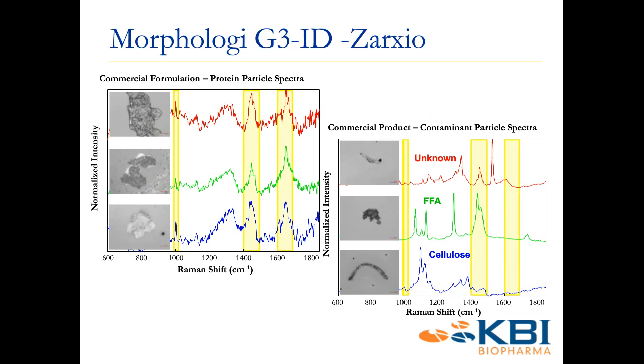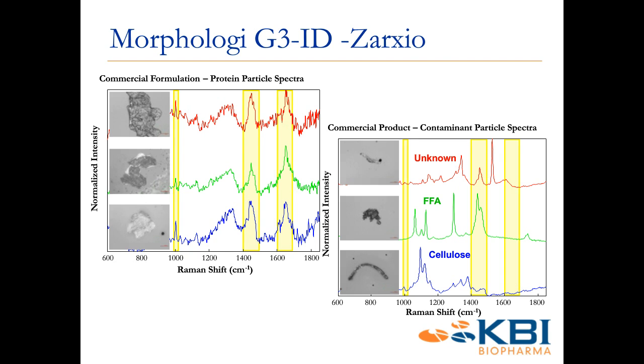So example data here between the Neupogen and Zarsio. We see Zarsio has quite a bit of these translucent particles being identified as protein. We have a couple of signature bands, the phenylalanine, the amide, and backbone bands to pick up protein particles. We can also pick up extrinsic materials, other inherent materials shown on the graph on the bottom right there. We see a cellulose particle, a free fatty acid particle, particles of unknown origin, which we can correlate with different Raman libraries that we have in-house, as well as purchased the BioRad libraries.